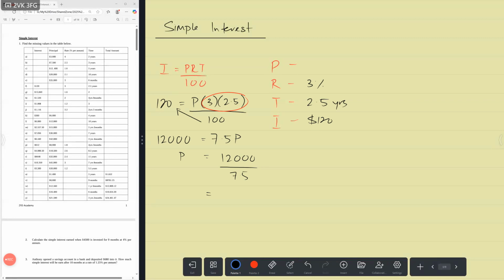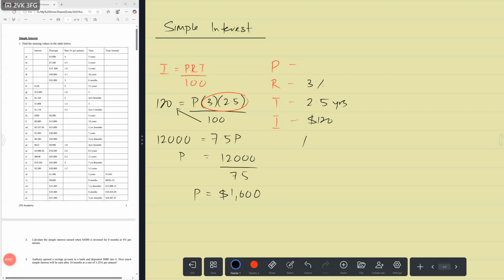So 12000 divided by 7.5 will give you a value of 1,600. So that means your principal is $1,600. So you find the principal, how to find the total amount?